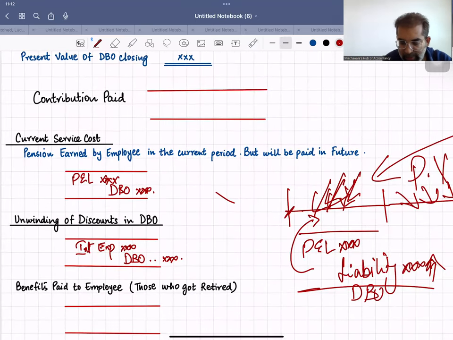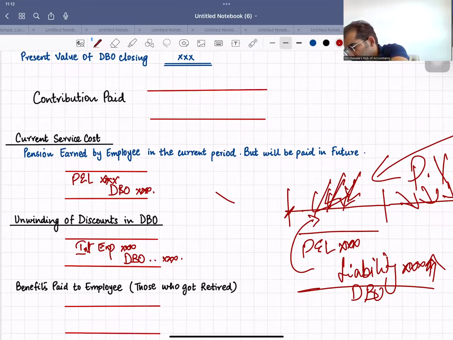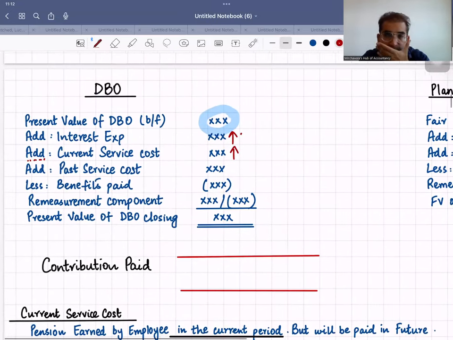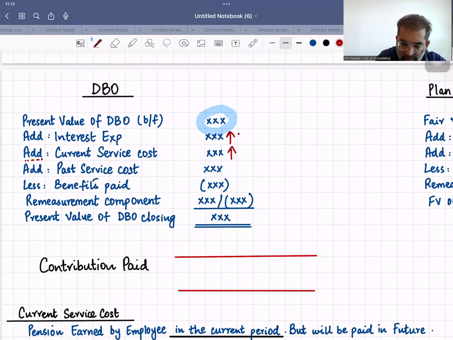This is the definition: pension earned by the employee in the current period. So in every year, just keep this in your mind, we have to book current service cost. The entry is P&L debit, liability, DBO credit. So it increases your liability. That's why, see, I've written add. Okay. Now, a very interesting thing.